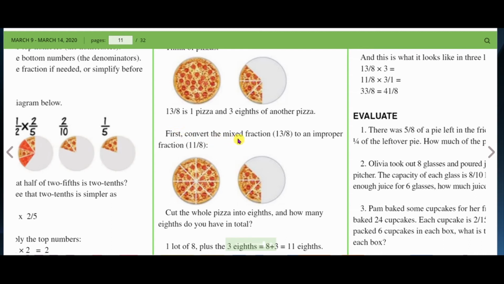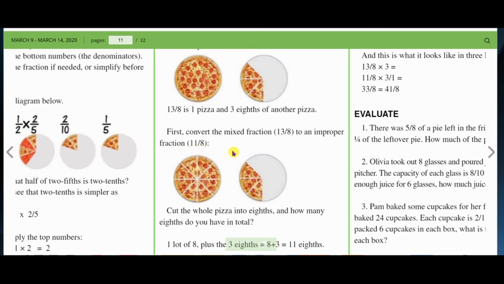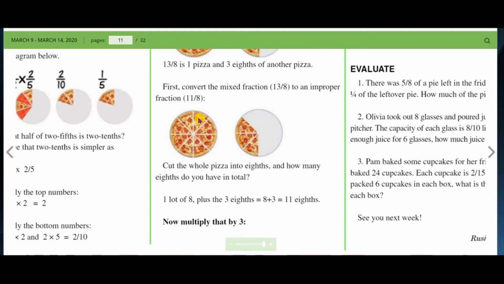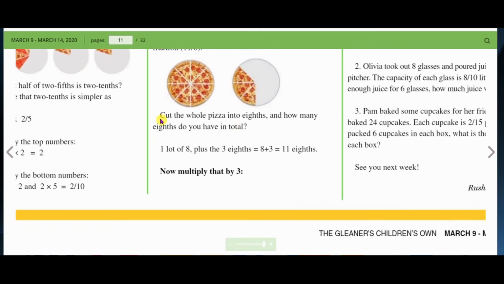First, convert the mixed fraction 1 3/8 to an improper fraction, that is 11/8. Okay, so we would have 1, 2, 3, 4, 5, 6, 7, 8, and then we have 9, 10, 11. So that's how we would end up with 11/8. Okay. Now it says cut the whole pizza into 8s, and how many 8s do you have in all? So we have one lot of 8 plus 3 8s. So 8 and 3 is 11/8.